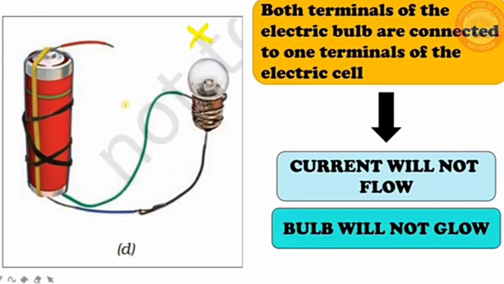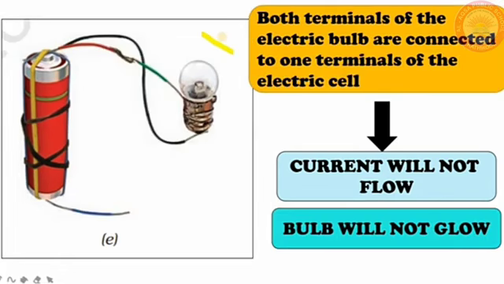What about D? Here both terminals of the electric bulb are connected to one terminal of the electric cell. So here also current will not flow, so the bulb will not glow. Diagram E. Here we can see both terminals of the electric bulb are connected to one terminal of the electric cell. So what will happen? Current will not flow, so the bulb will not glow.